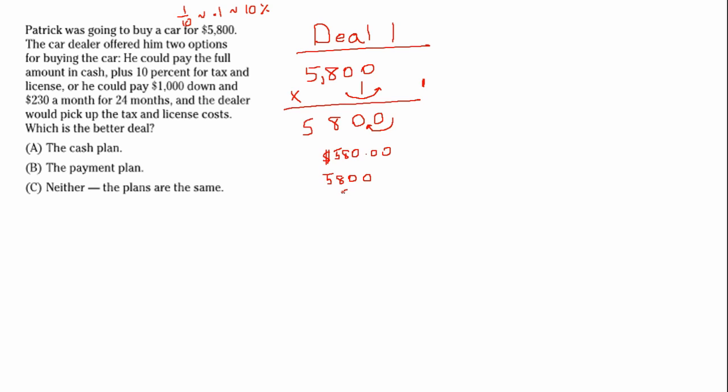So let's go ahead and add those together to find the total for deal 1. 0 plus 0 is 0, 0 plus 8 is 8, 8 plus 5 is 8, 9, 10, 11, 12, 13. Carry the 1, 5 plus 1 is 6. So in total, he paid $6,380 for deal 1.